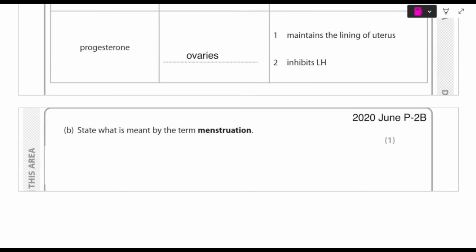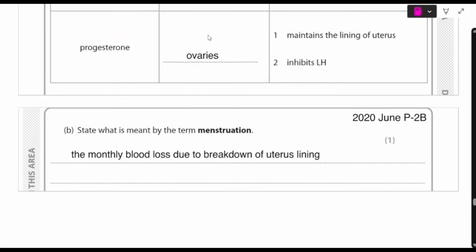Then we have the term meant by menstrual cycle. So this is the monthly blood loss that happens due to the breakdown of the uterus lining. So it is the monthly blood loss due to the breakdown of uterus lining.